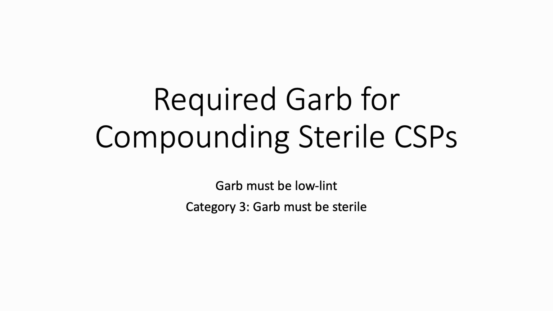Certain garb is required for compounding of sterile products. The garb must be low lint and does not have to be sterile for Category 1 and 2, but sterile for Category 3.